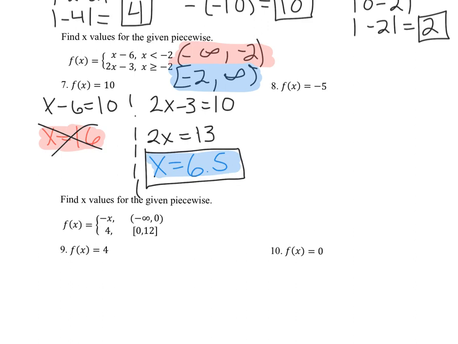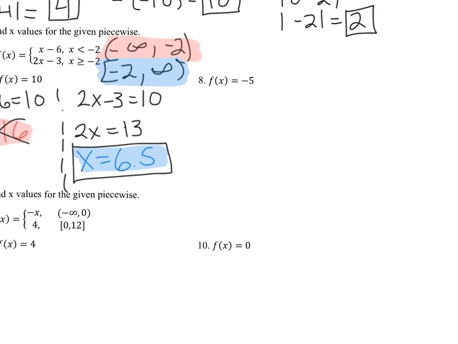So let's go ahead and do the process again for number 8. So it looks like here that I have x minus 6 is equal to 5. And then, oh, negative 5, right? There we go, let me fix that.